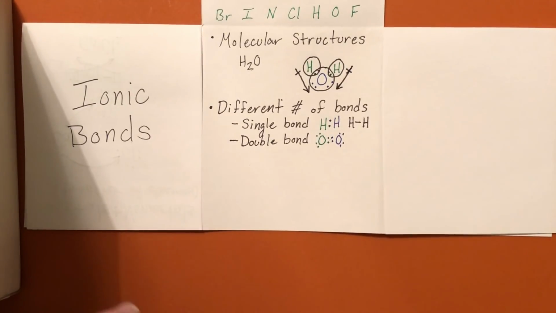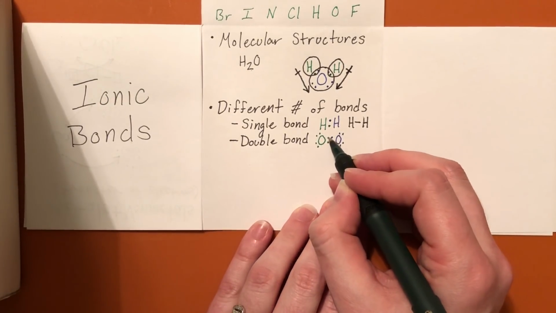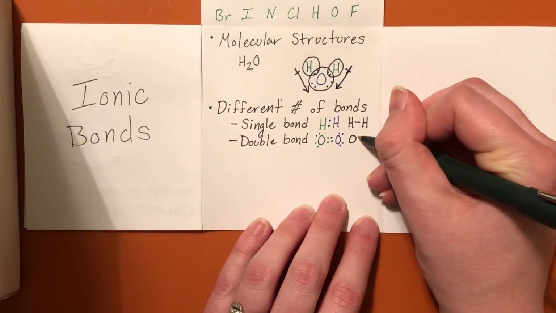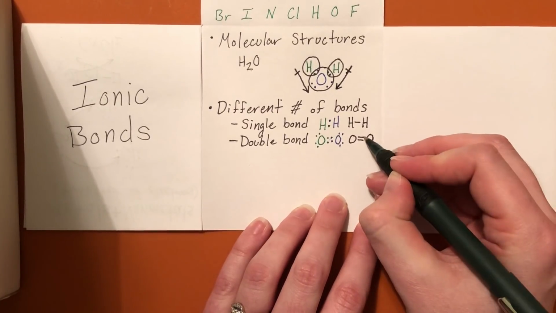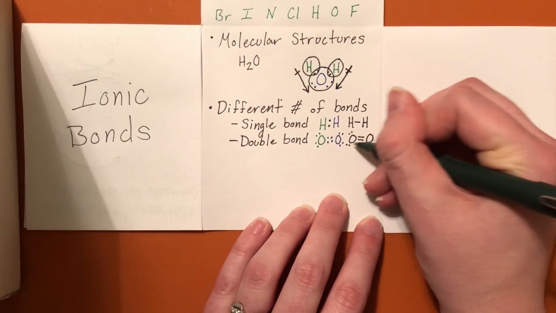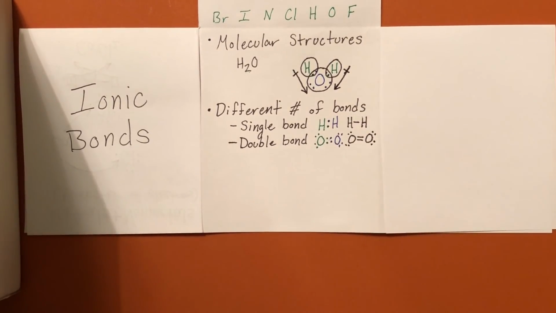Alright, so going back to the oxygens. I have 2 oxygens, and you can see now I have 4 electrons, 2 on the top, 2 on the bottom. So I can redraw my oxygens with 2 lines in between them. And this means I have a double bond. And then I draw in my extra lone pairs of electrons.